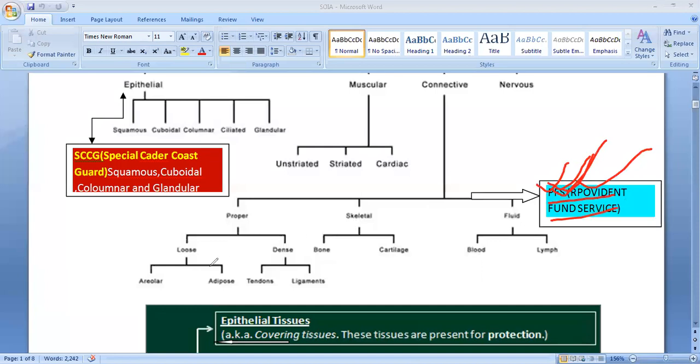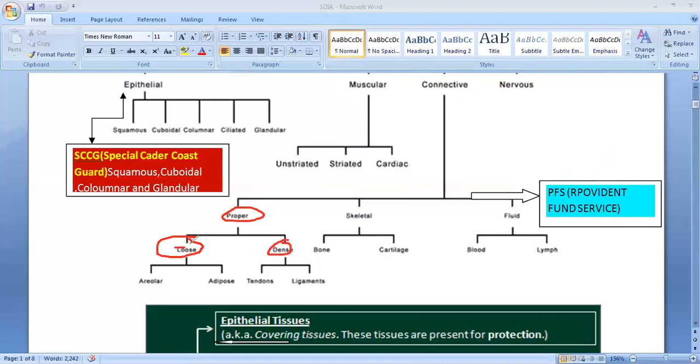So first of all, proper connective tissue. Connective tissue is also known as supportive tissue. Muscular tissue is also known as contractile tissue. Nerve tissue is also known as conductive tissue. And connective tissue is known as supportive tissue. So here, proper connective tissue is also divided into two different types, loose as well as dense.